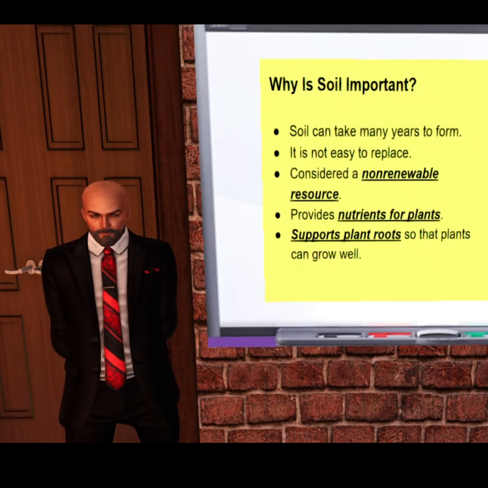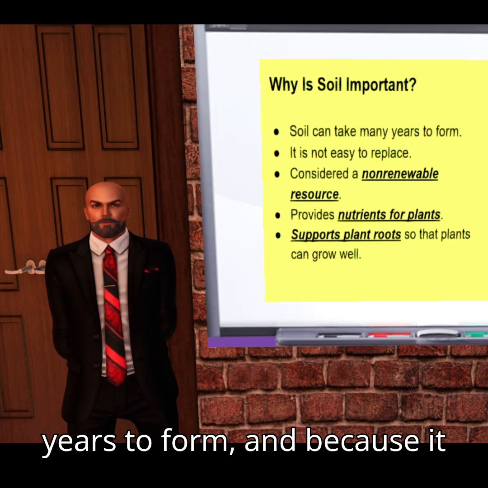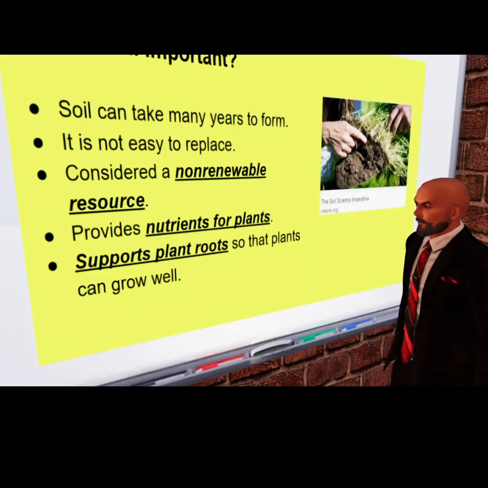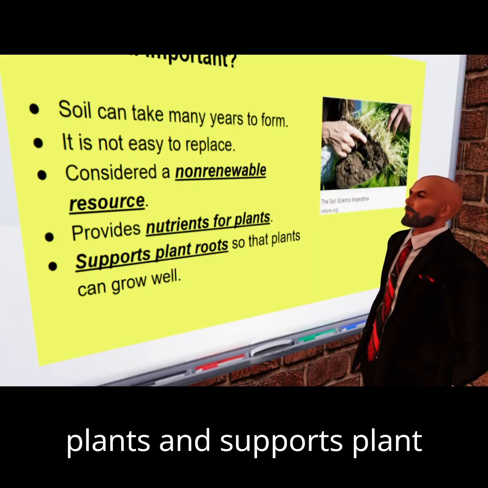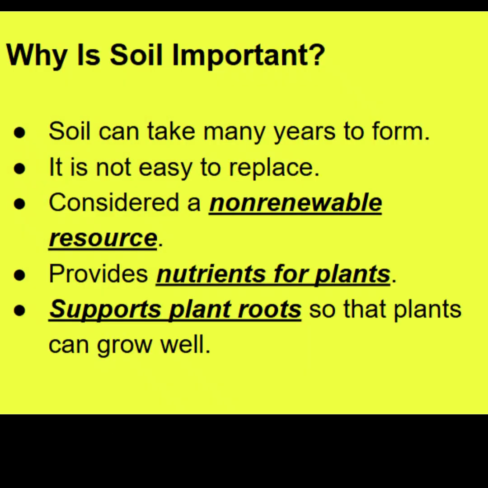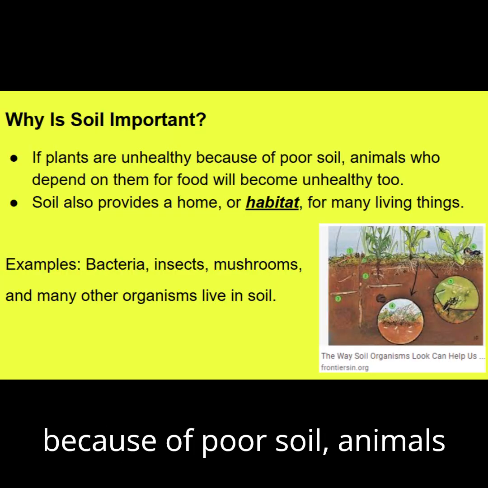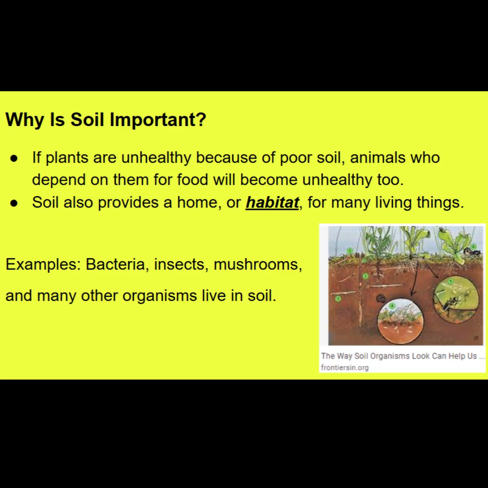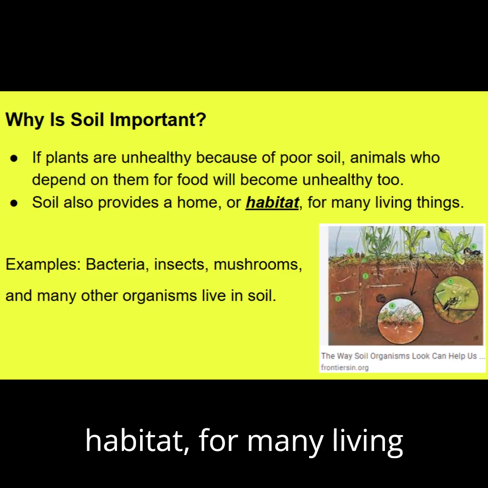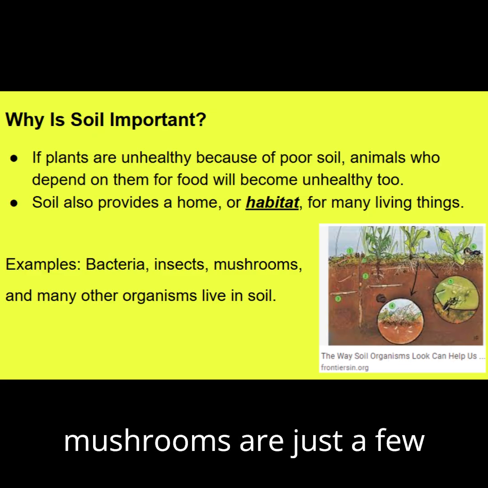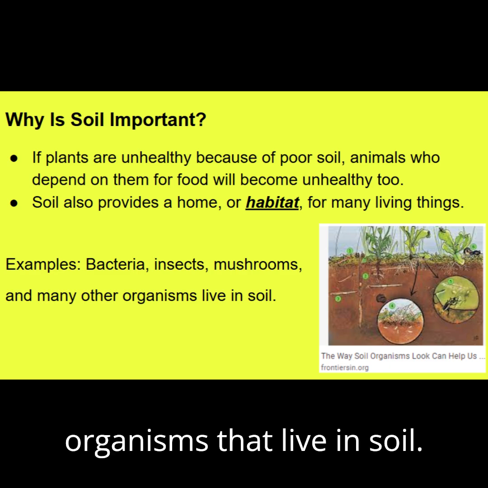Why is soil important? Because soil can take many years to form, and because it isn't easy to replace, soil is considered a non-renewable resource. Soil provides nutrients to plants and supports plant roots as plants grow. If plants are unhealthy because of poor soil, animals who depend on them for food will become unhealthy too. Soil also provides a home, or habitat, for many living things. Bacteria, insects, and mushrooms are just a few examples of the many organisms that live in soil.